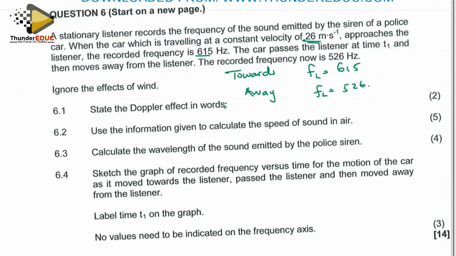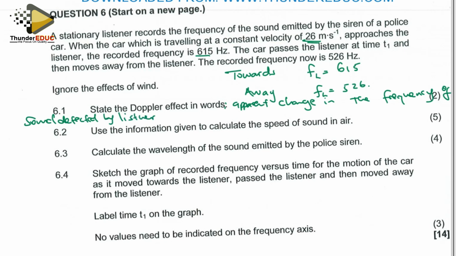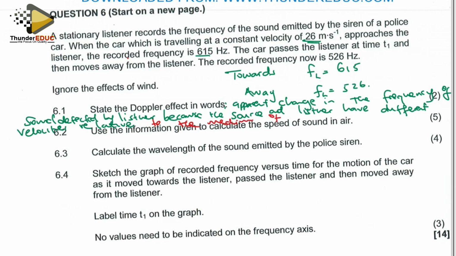So we can say the apparent change in the frequency of sound detected by the listener because the sound source and the listener have different velocities that are relative to the medium of propagation.